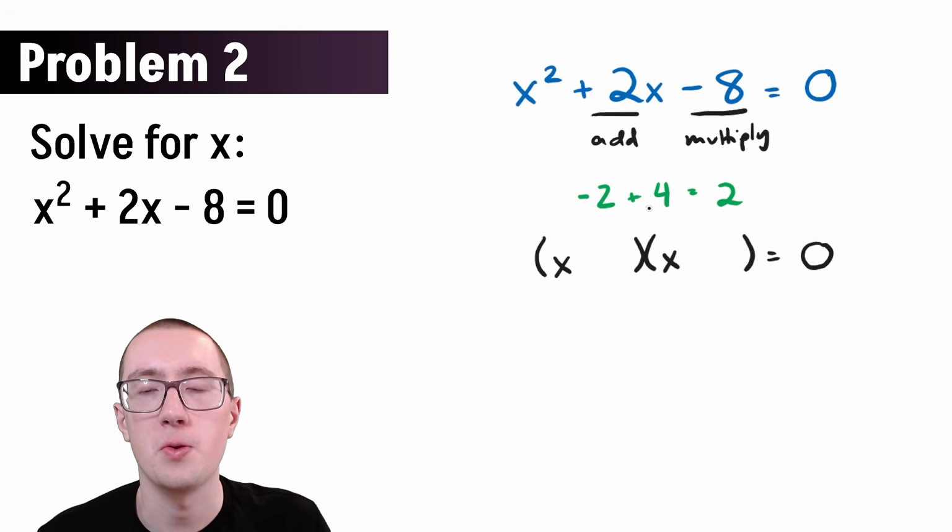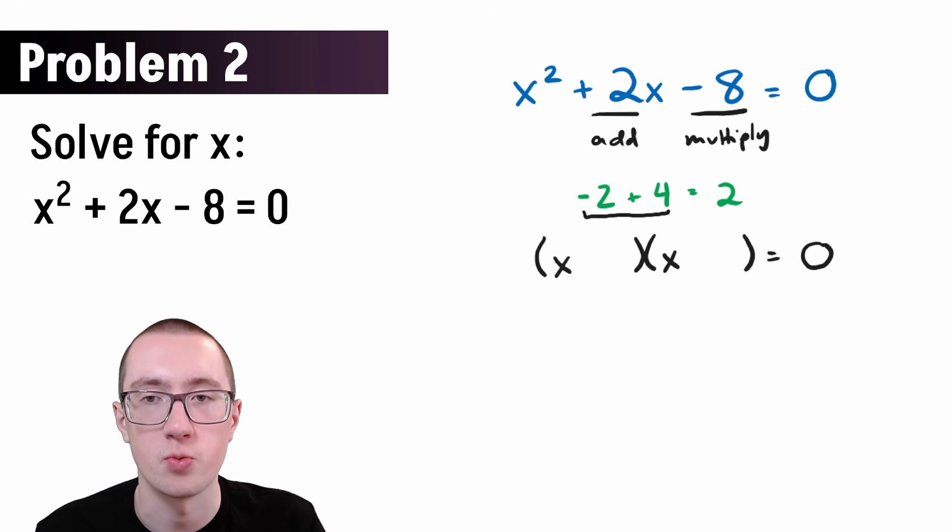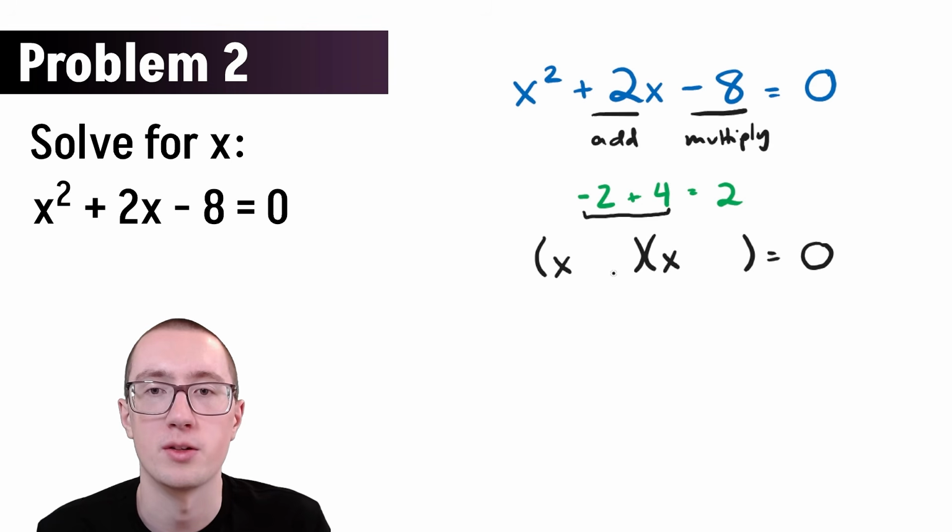So basically the goal of factoring is to turn this equation or quadratic equation into two sets of parentheses. And to know what numbers to put in the parentheses, we use these two numbers here. We got negative 2 and positive 4. So we're just going to put those numbers inside the parentheses.